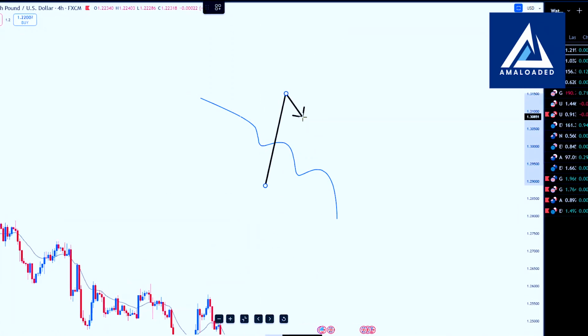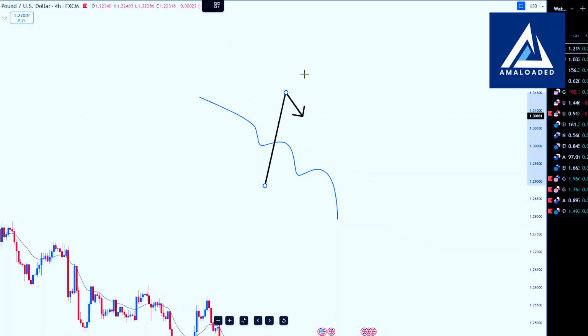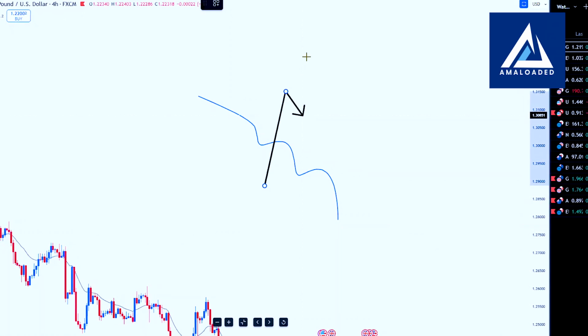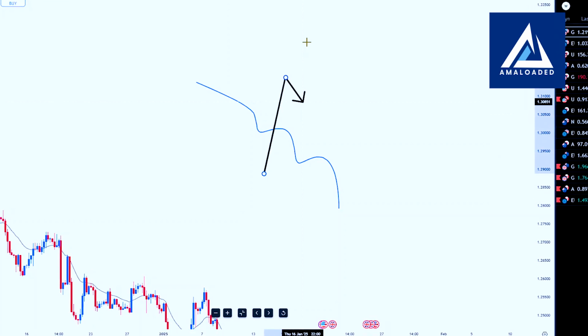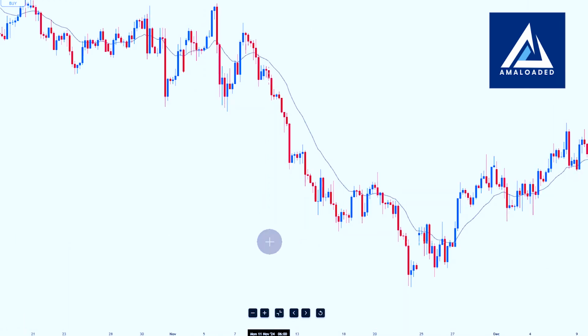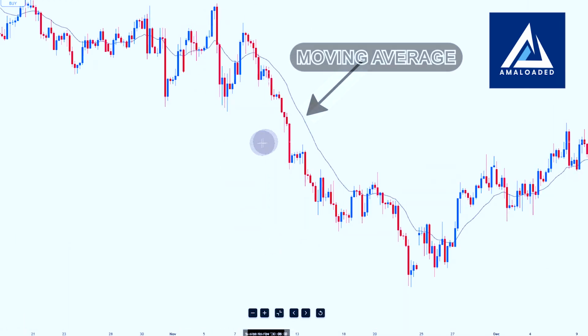Let's assume the price action is trading above the moving average. It's a sign that the buyers are the ones ruling the market. In a situation whereby the price action is trading below the moving average, it is a sign that the sellers are the ones dominating the market. Let me show you an example when the price action is trading below the moving average.